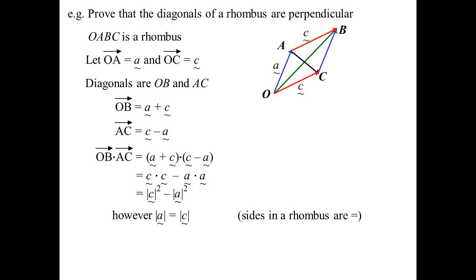The other thing we know is that the magnitude of A must be the magnitude of C, because our starting point was that this is a rhombus, and we know sides in a rhombus are equal. So those vectors must have the same magnitude. Well, if that's the case, my dot product must equal 0. Therefore, they must be perpendicular. I'm just calling it OB the diagonal rather than the vector, but it doesn't really matter in this case. I'm simply saying these two lines are perpendicular.